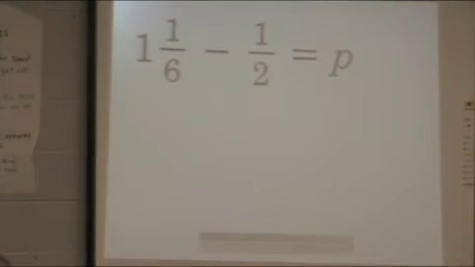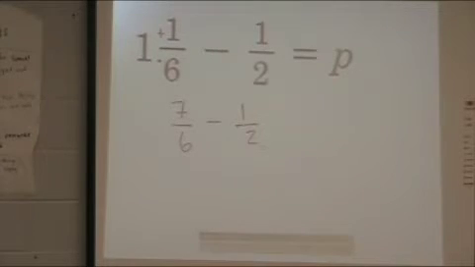Now, here's another problem where I don't have the same denominator. This denominator is 6. This denominator is 2. Okay? First thing I have to do is make this mixed number into an improper fraction. So I'm going to multiply 6 times 1 is 6, plus 1 is 7. So this is 7 over 6 minus 1 over 2.